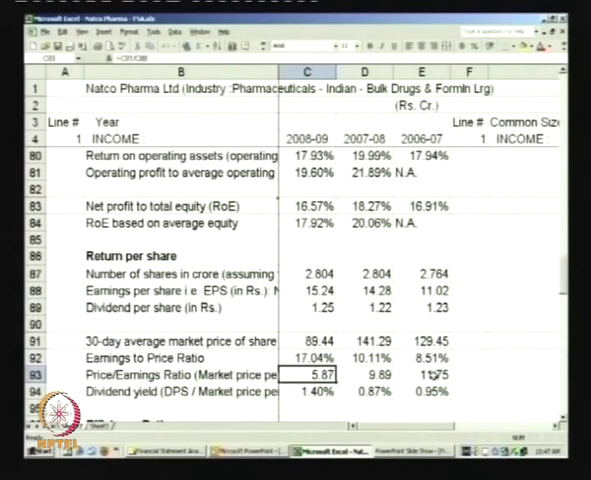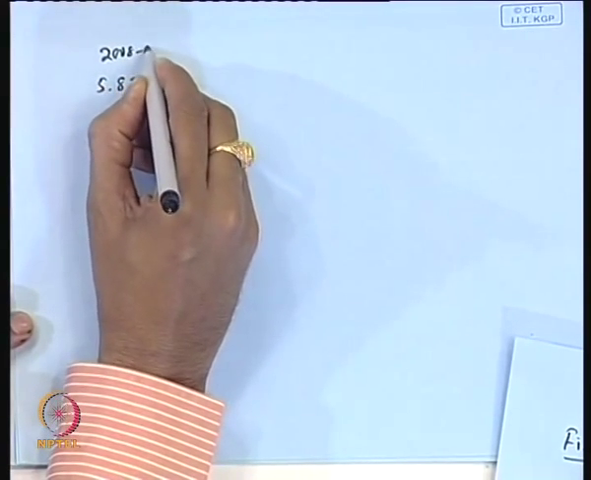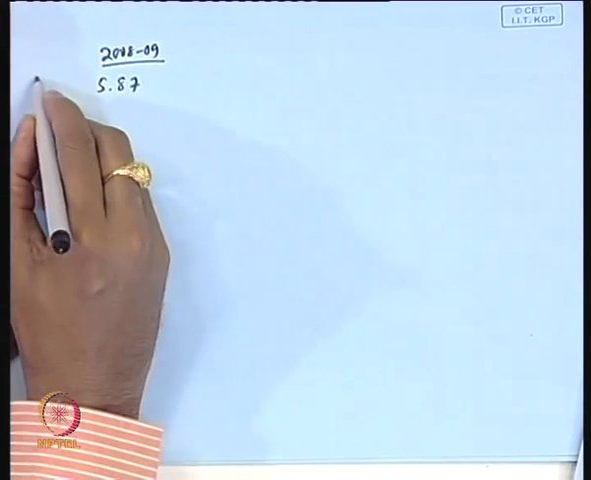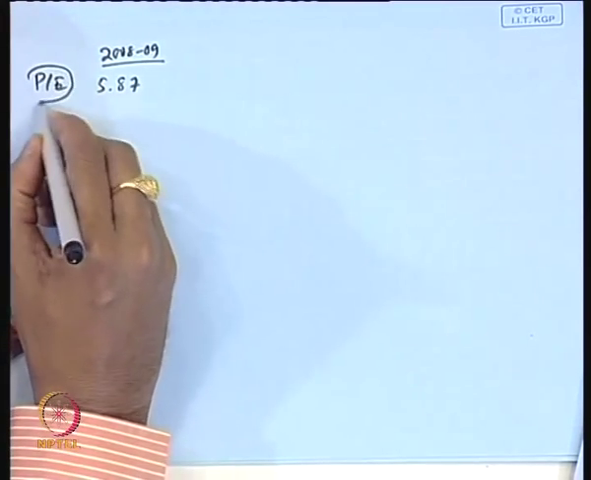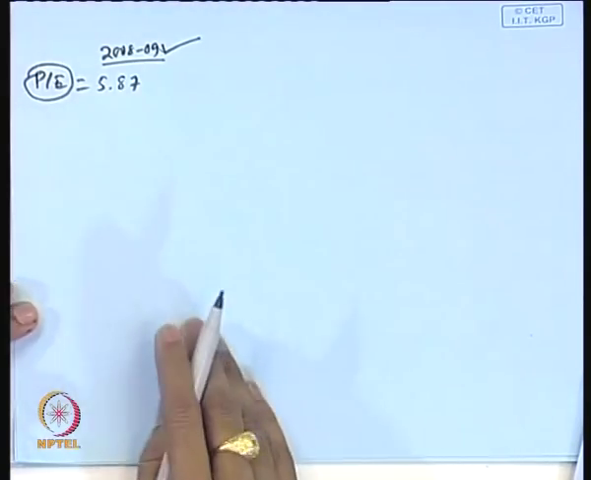Now, what does the price earning ratio mean? Let us say the price earning ratio of this particular company, as in this case, is 5.87 in 2008-9. What does it mean? It means that if this company is going to earn the same amount of earnings per share as in 2008-9, it will take 5.87 years for the company to cover all the price in terms of earnings.